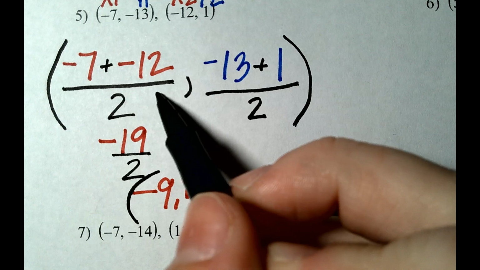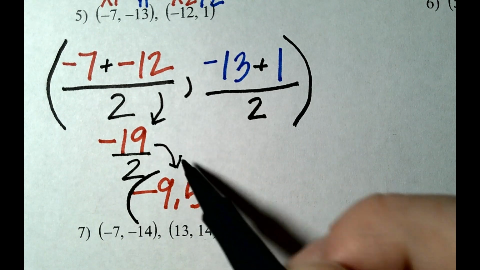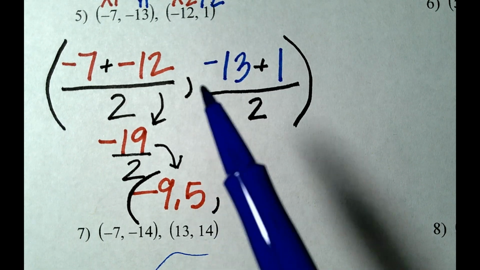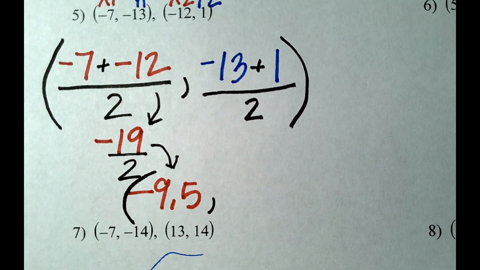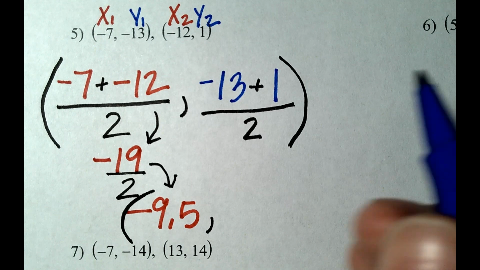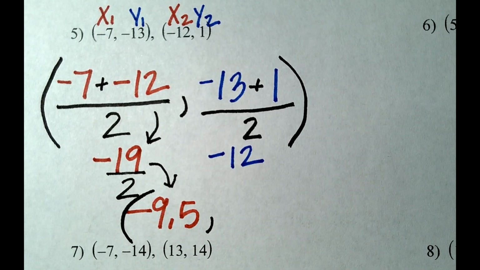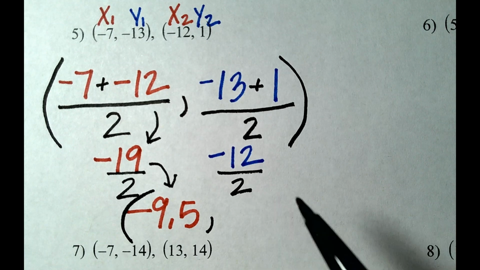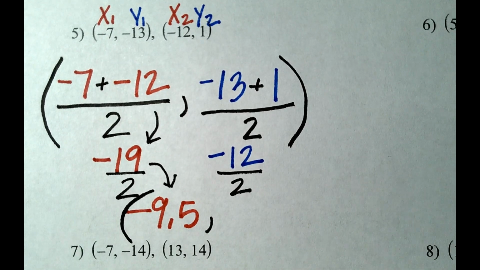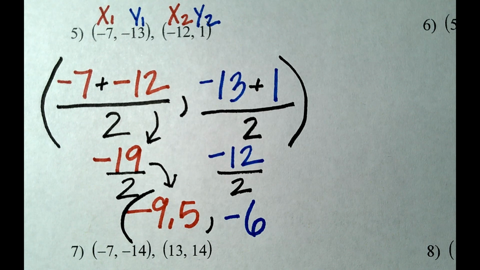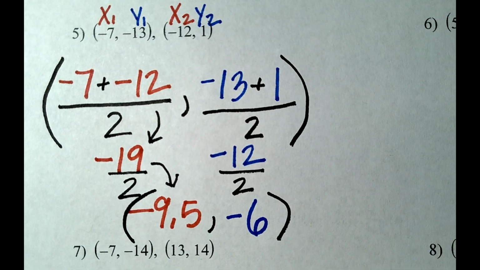There's my x value. Now let's look at the y's. Negative 13 plus 1 is negative 12. Divide that by 2. Negative 6. Perfect. And that's our answer, negative 9.5, negative 6.